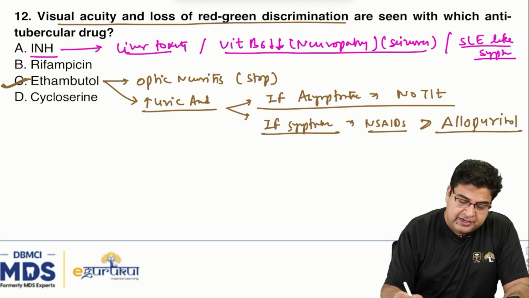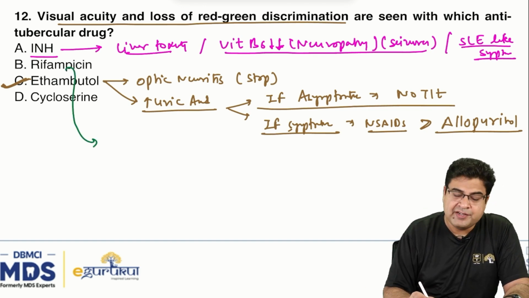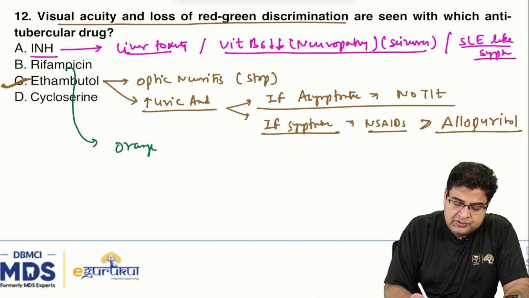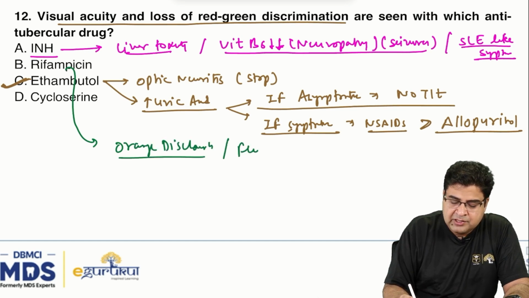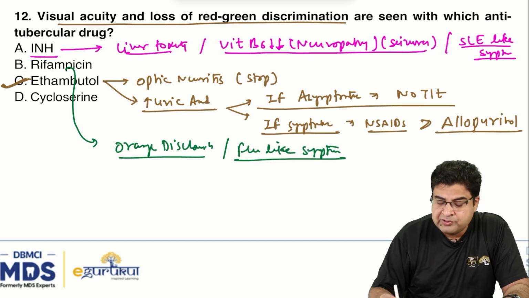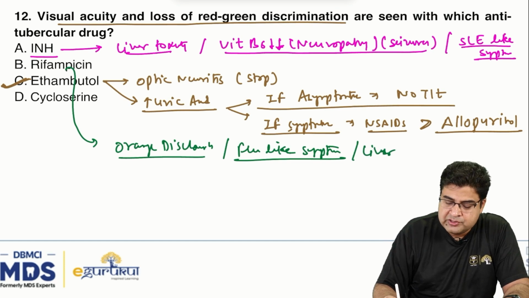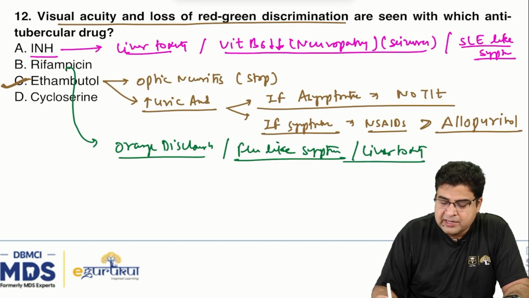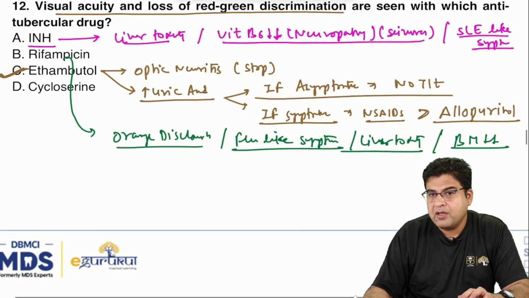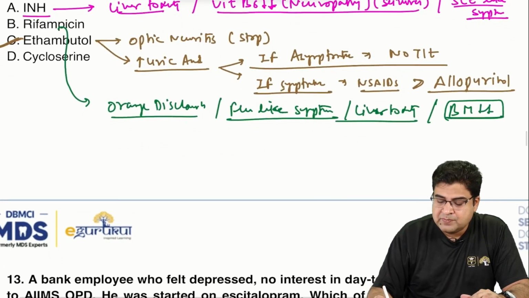If we talk about side effects of rifampicin, rifampicin can also lead to some important side effects. This medicine can cause orange discoloration of the body secretions. This medicine can also cause flu-like symptoms, common cold symptoms, flu-like symptoms, orange discoloration. This will also cause liver toxicity like isoniazid, and the very important side effect is bone marrow suppression.